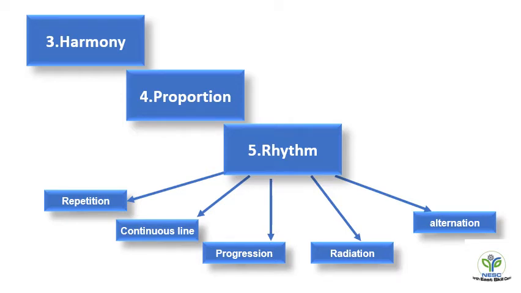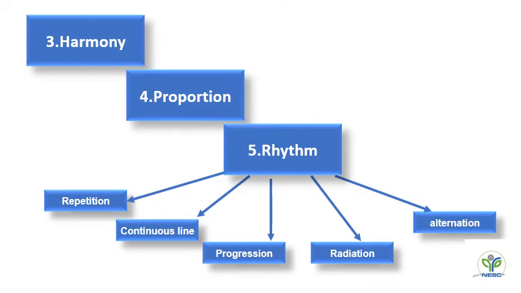Rhythm is created through repetition of line, form, color, texture to create a visual link which the eye follows. It allows the eye to move from one part of a design to another part. Rhythm implies movement and invites your eye to move across the space in a pleasing, choreographed way. Rhythm can be achieved by: number 1, repetition; continuous line; progression; radiation; and alternation.